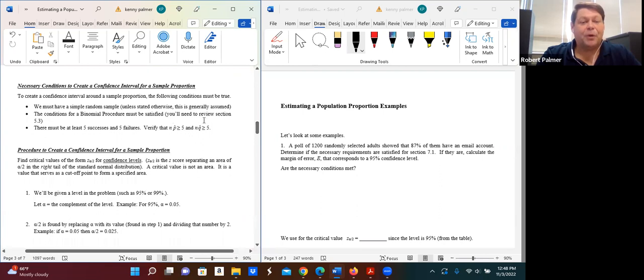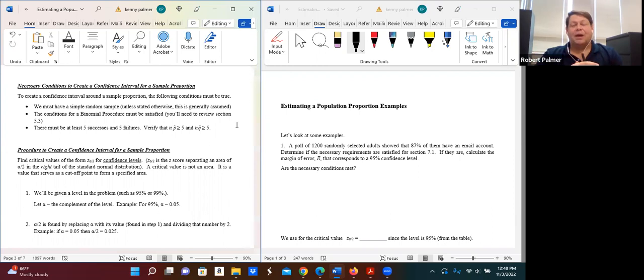But we have to have a simple random sample, and unless it's stated otherwise, we assume that's going to be true. Also, the conditions for a binomial procedure have to be satisfied. Those have been stated before in other videos. But basically, there are 3 conditions. One, the number of observations is fixed. So that's your sample size. That's fixed ahead of time.